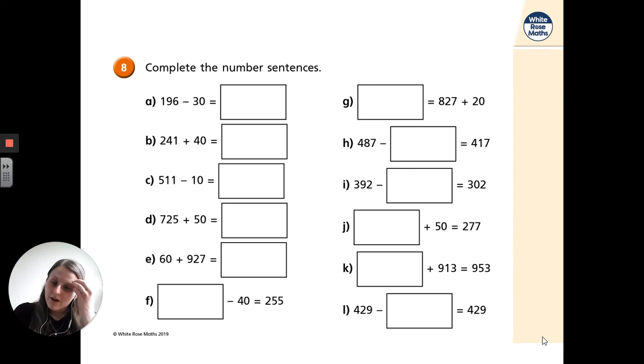Okay, here we go. Quite a lot of questions for you here, so I won't read them all out. You'll need to write down from A to L. Make sure you go in the right order and write your answers down. You don't have to do the working out if you don't need to, but it's there if you do.